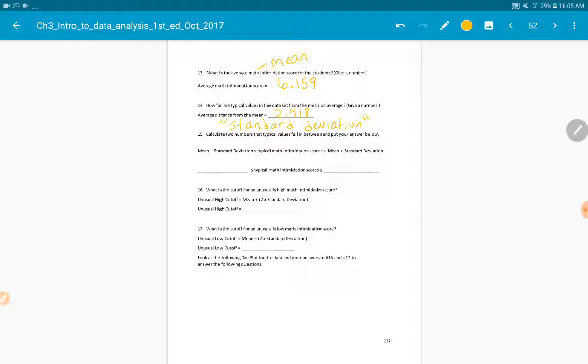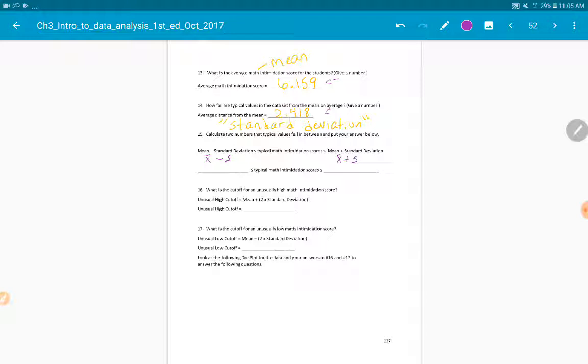Number 15, calculate 2 numbers that typical values fall in between and put your answer below. And I gave you the formula here. So we have x bar minus a standard deviation and x bar plus a standard deviation. So we need the mean, which we have right up here, and add and subtract that 2.418.